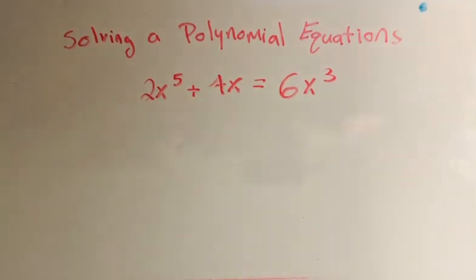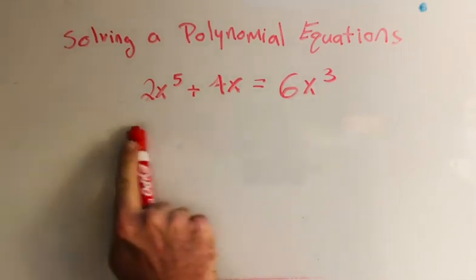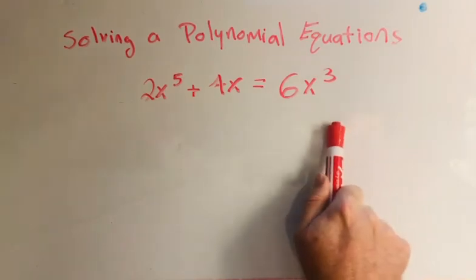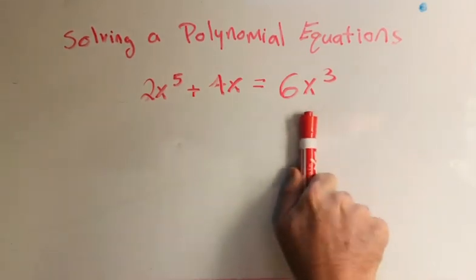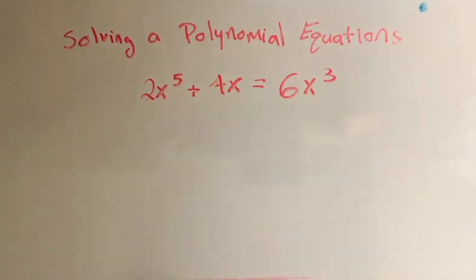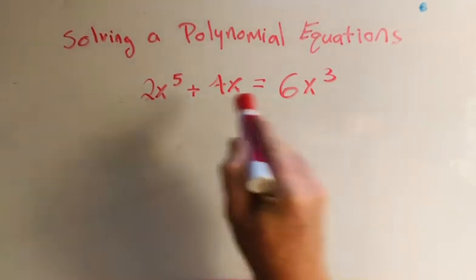We are going to be solving a polynomial equation. All right, so the first thing I want to do when I'm solving a polynomial equation is be sure that the right side is set equal to 0. Well, that's a 6x to the third power. So I want to move that to the other side.